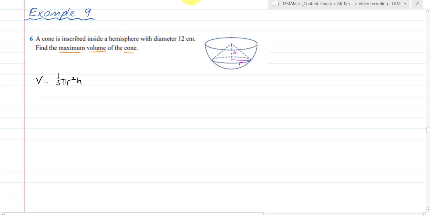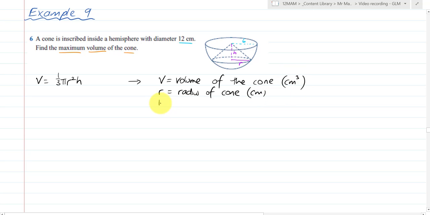Now this particular cone has a diameter of 12, which means that this length here, which is the radius, is 6. That still doesn't give us a very good connection. Because the problem we've got at the moment is that while I haven't really fully defined all my variables, V equals the volume of the cone, and we're dealing with centimeters cubed. R is equal to the radius of the cone, and it is a variable, unlike the radius of the sphere that is inside, or the hemisphere, which is set. So that's centimeters, and h is equal to the height, which is also in centimeters.